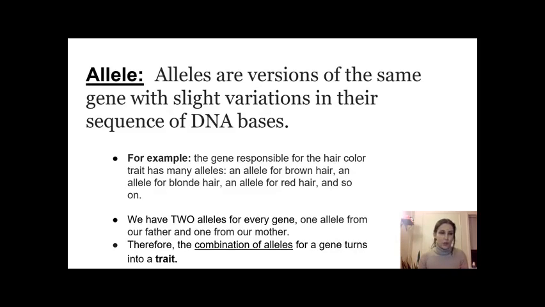Let's get right into what an allele is. Alleles are versions of the same gene with slight variations in their sequence of DNA bases. For example, the gene responsible for hair color has many alleles like brown hair, red hair, black hair, blue hair. Not really blue hair, just kidding. But different colors of hair would be the alleles and hair color would be the gene. So we have two alleles for every gene, one allele from our father and one from our mother, just from the law of segregation, how we pass one along, so the kid has two. Therefore, the combination of alleles for a gene turns into a trait.